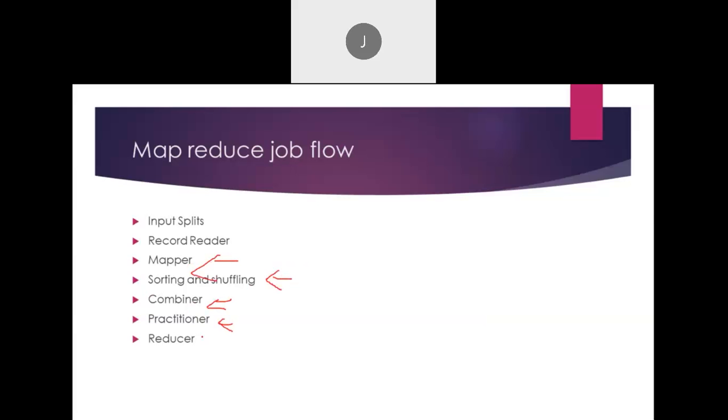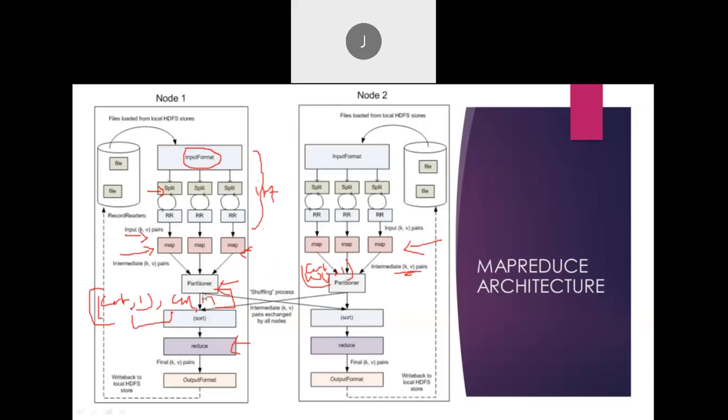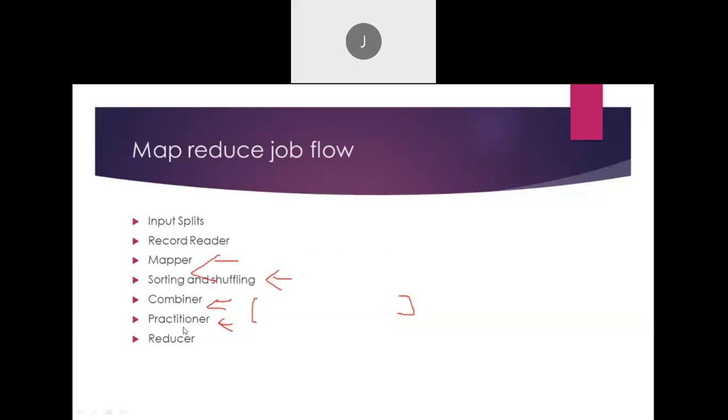And there is a combiner phase, which is optional, as I told you. The partitioner phase will decide how many reducers are needed after the shuffling and sorting to aggregate the result. Here shuffling and sorting will give a list, right? To aggregate the results, how many reducers are needed is decided by the partitioner. Sorry, it is not practitioner, it is partitioner. And the reducer phase will give the aggregated results.